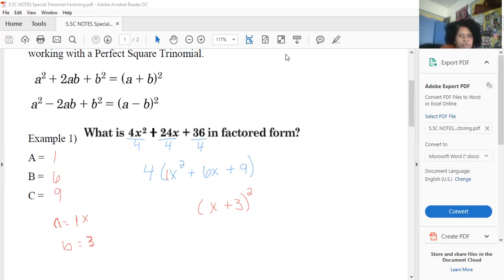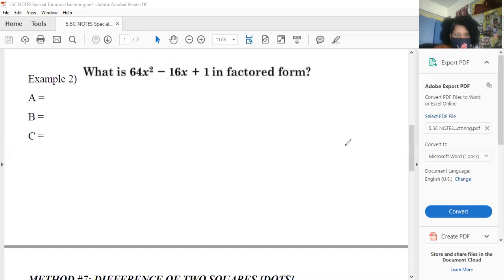But I cannot forget that I had a GCF that was factored out at the very, very beginning. So that GCF is going to have to go to the front. So this is my final factor for this problem. All right, so we're gonna try example 2.